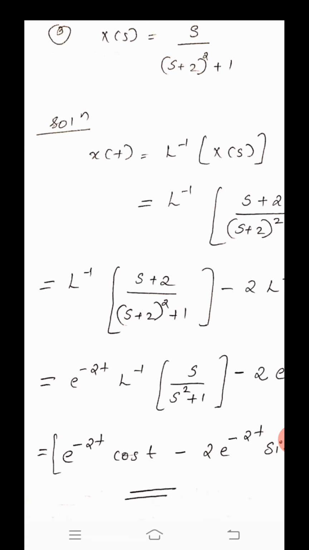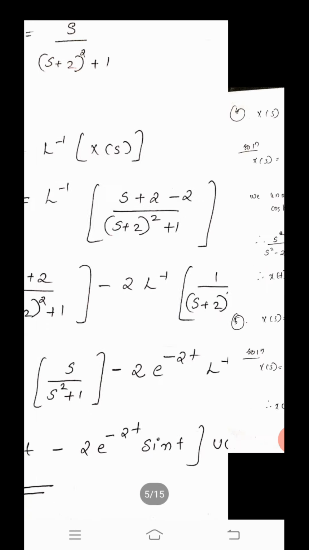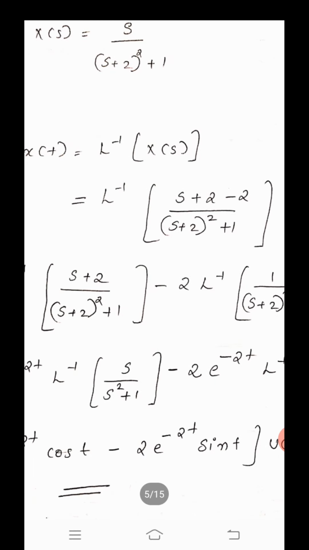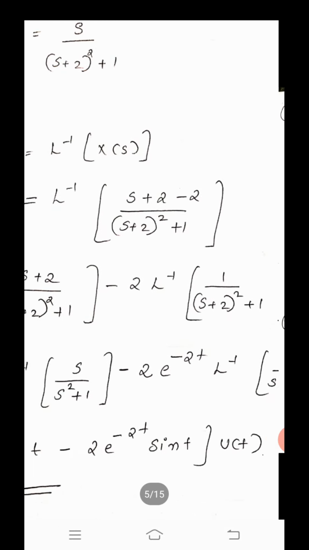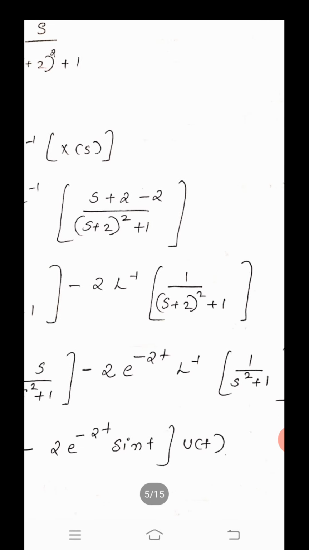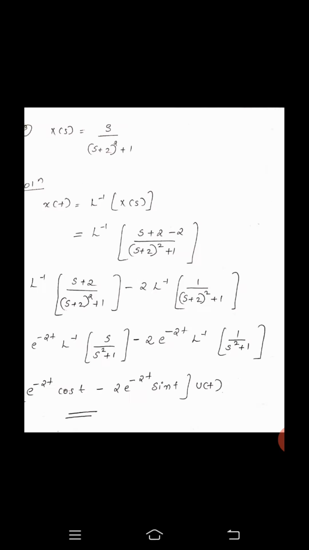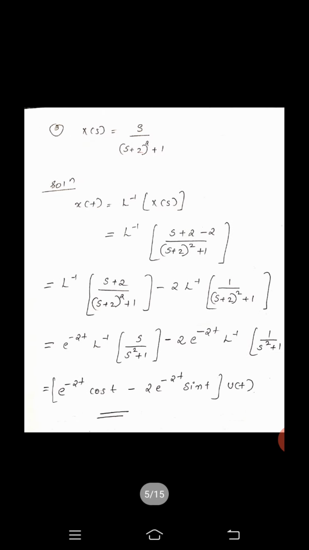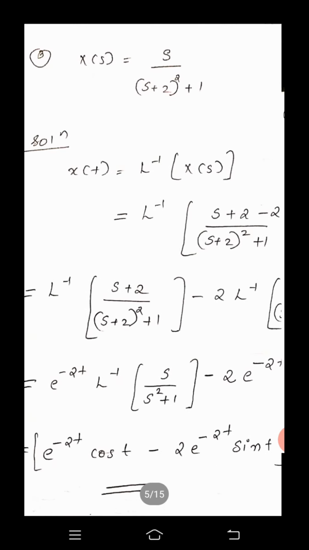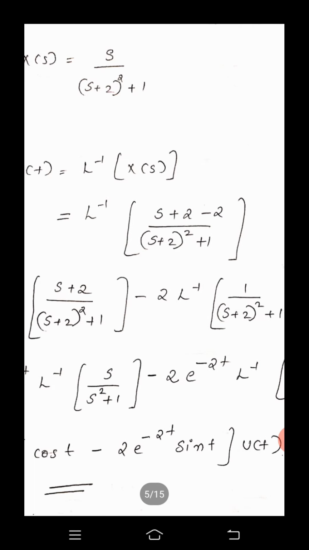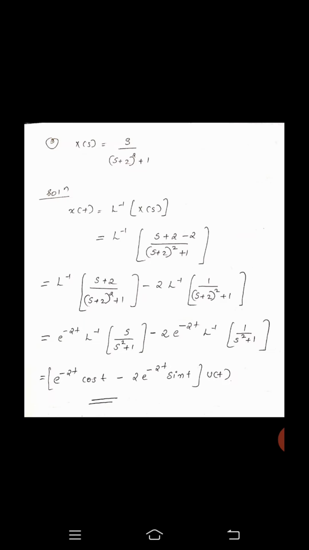That is actually the standard form of cos omega t. Here omega is equal to 1. Hence, the first term's inverse Laplace transform is e raised to minus 2t cos t. And the second term's inverse Laplace transform is minus 2 into e raised to minus 2t sin t, because sin omega t's general form for Laplace transform is omega by s square plus omega square. So here omega is equal to 1, and hence we can say that the total inverse Laplace transform is e raised to minus 2t cos t minus 2 into e raised to minus 2t sin t, whole into u of t. Okay.